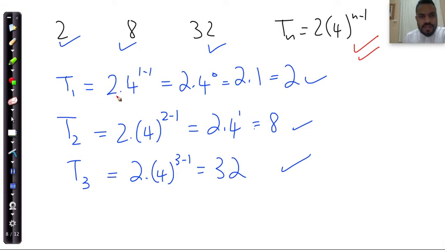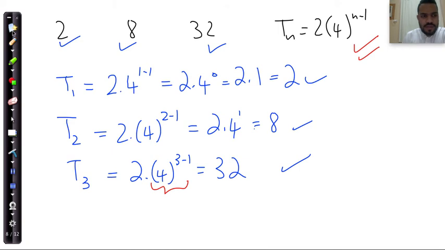If we substitute in 2 times 4 to the 1 minus 1, I get 2 times 4 to the 0. And 4 to the 0 is just equal to 1. So I get 2 times 1, which gives me 2. If I substitute in 2, I say 2 times 4 to the power of 2 minus 1. 2 minus 1 is just 1, so that gives me 4 to the power of 1, and 2 times 4 gives me 8. If I do the last one, I substitute in a 3 into the n, I get 3 minus 1, which is 4 to the power of 2. And 4 to the power of 2 is 16. Then 16 multiplied by 2 is 32. And so clearly this formula works.